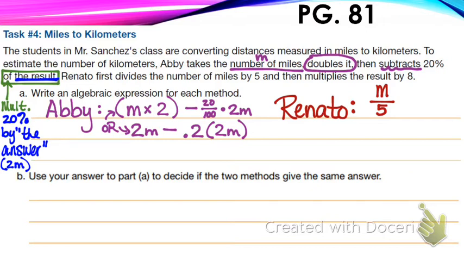Okay. What did he do after that? And then he multiplies the result. So everything that we just got from dividing by 5, we're going to multiply by 8. Do I need parentheses around the m over 5? Not really. Is it going to hurt if they're there? Is it going to change it if they're not?